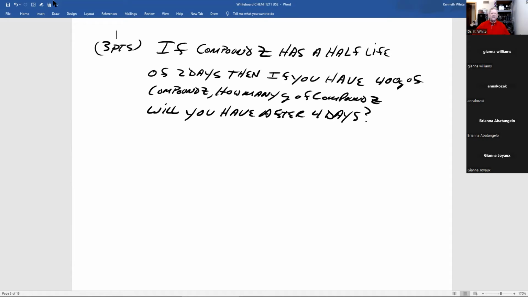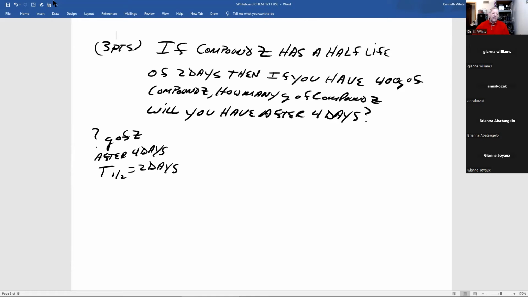All right, everybody see what I just wrote on the whiteboard? Let me read it. If compound Z has a half-life of 2 days, and you have 400 grams of compound Z, how many grams of compound Z will you have after 4 days? So what are we trying to find? Grams of Z after 4 days. And it has a half-life, T1/2, of 2 days.